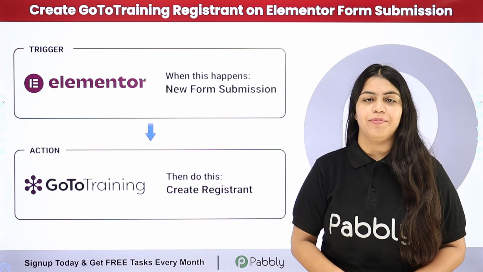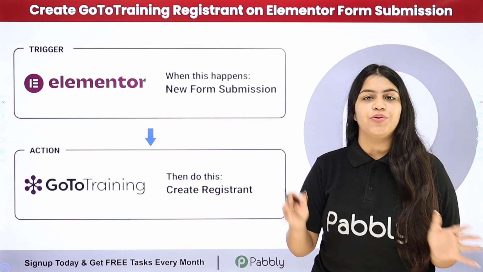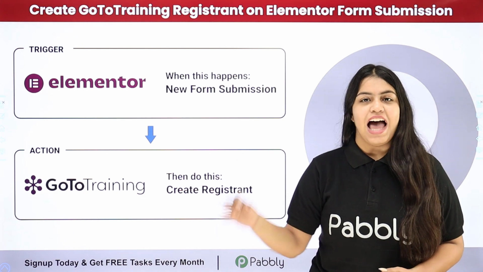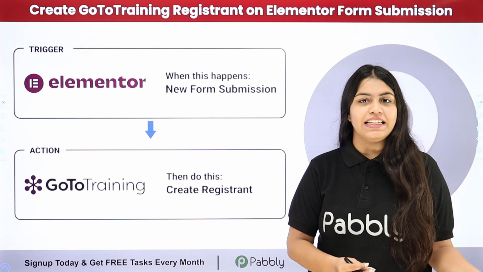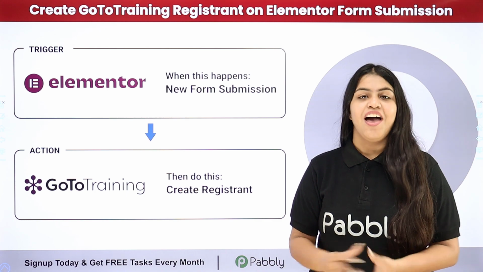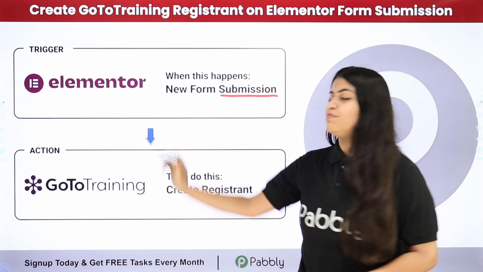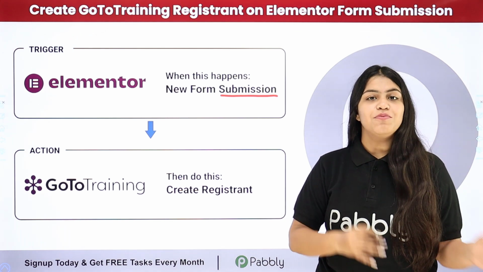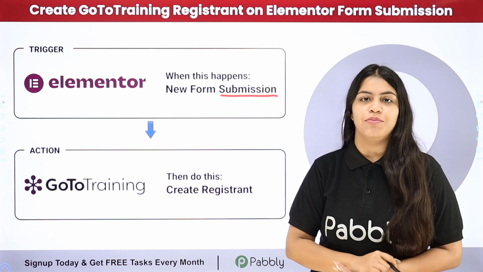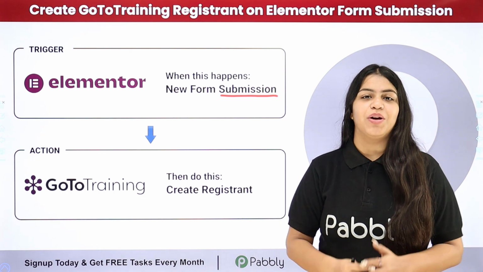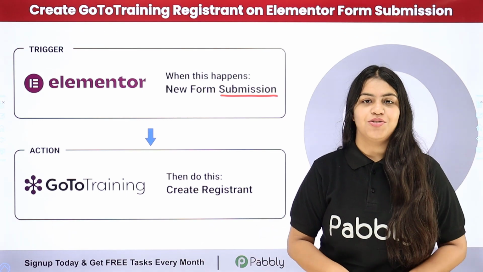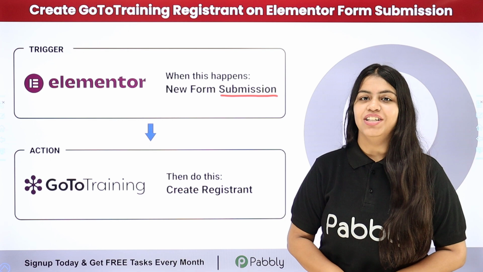So here I'm running a business and we regularly conduct training sessions, and we use Elementor to gather the details of our registrants. Alright, so now what I want is that as soon as a new form submission is made in my Elementor, automatically with the help of the same form submission details, the registrant should be created in my GoToTraining account too. That too without any manual efforts.